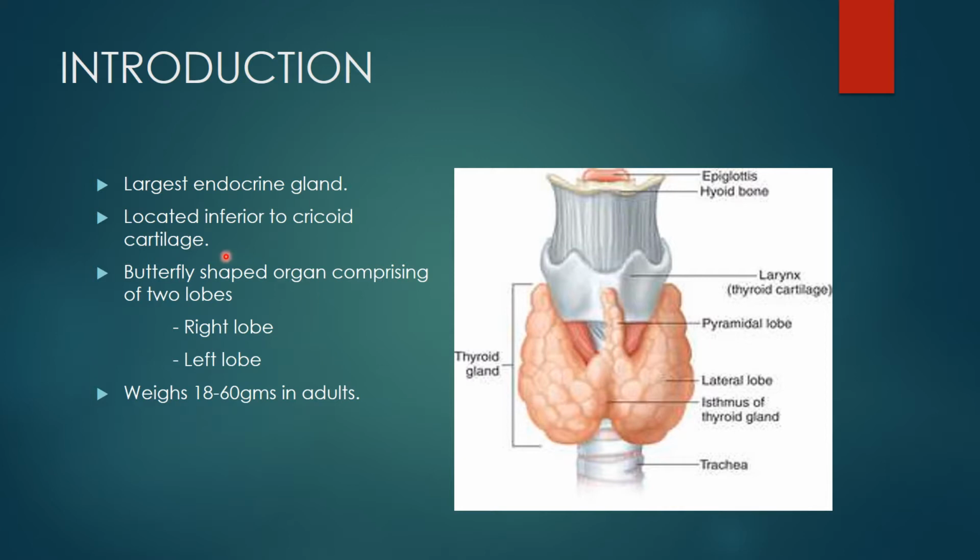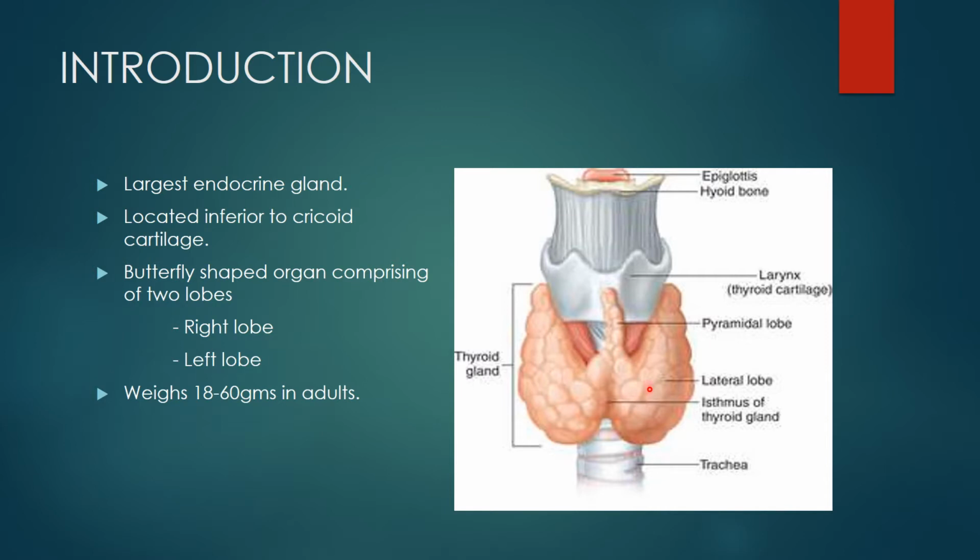Now my dear students, as you know, this is the largest endocrine gland. It is located inferior to the cricoid cartilage and it is a butterfly shaped organ comprising two lobes, right and left, and it weighs normally about 18 to 60 grams in an adult. As in this picture you can see, this is the cricoid cartilage. The gland present inferior to it is almost butterfly shaped.